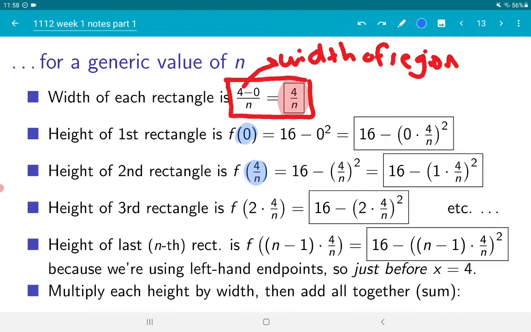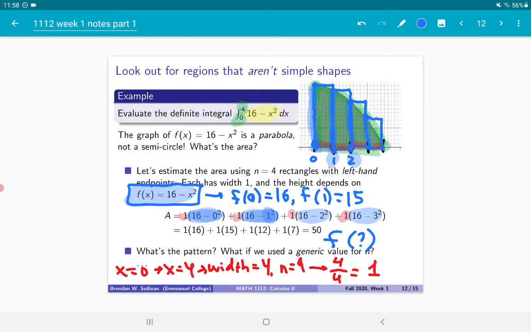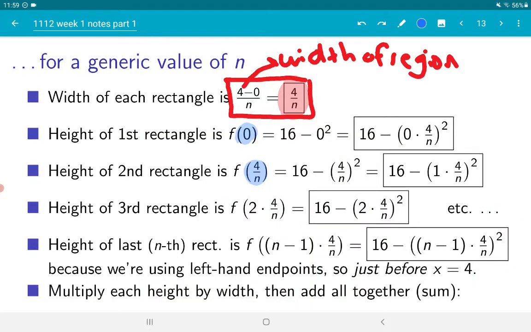What's the x value of the next rectangle height going to be? Well, back here it was x equals 2, because I've taken 2 jumps over. I'm going into the third rectangle, the next one, and so I've jumped over twice from the starting value of 0. And so same idea here. I go from 0, make 1 jump to 4 over n, and I make another jump to twice that much, 2 times 4 over n. So I'm going to plug that in for x. And so on and so on. I just keep doing that. I'm going to increase the x value by that little amount, 4 over n, each time.